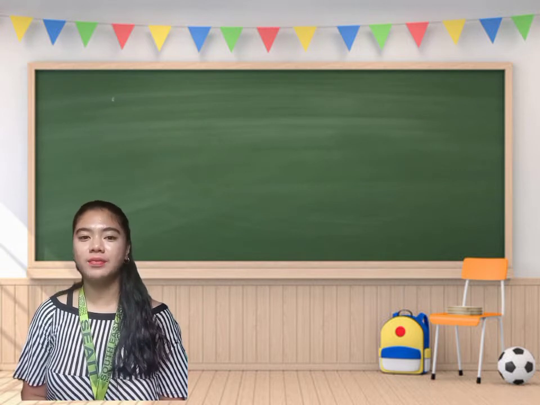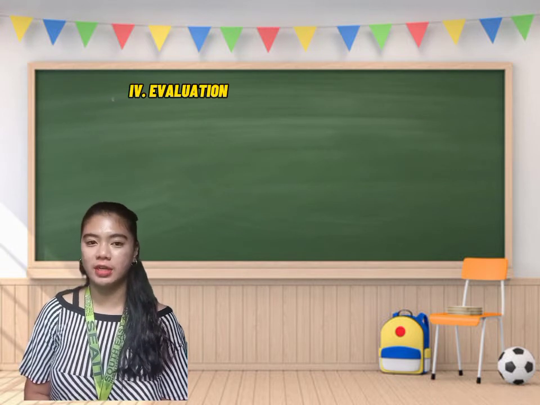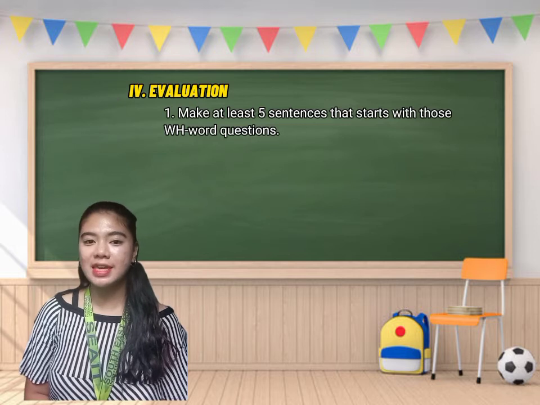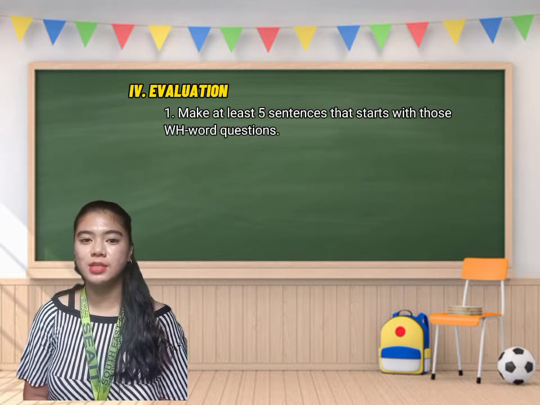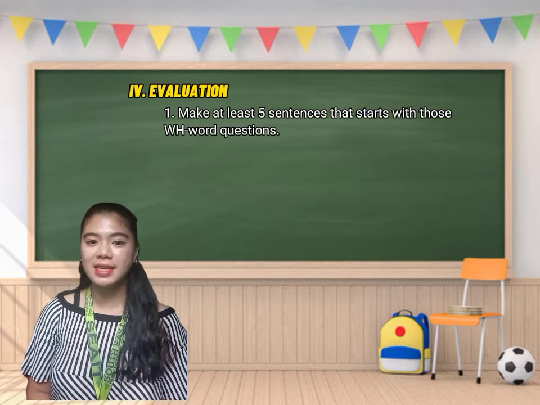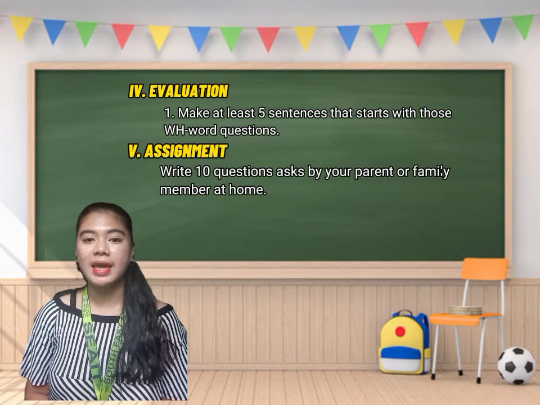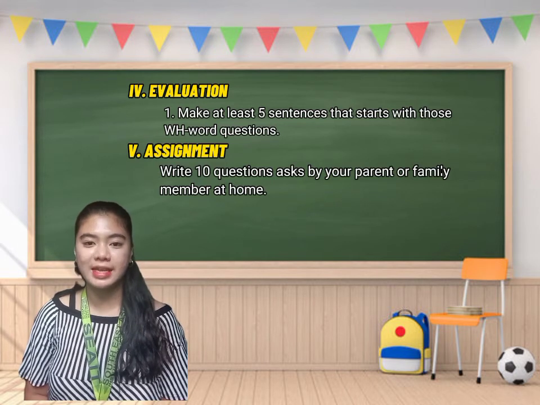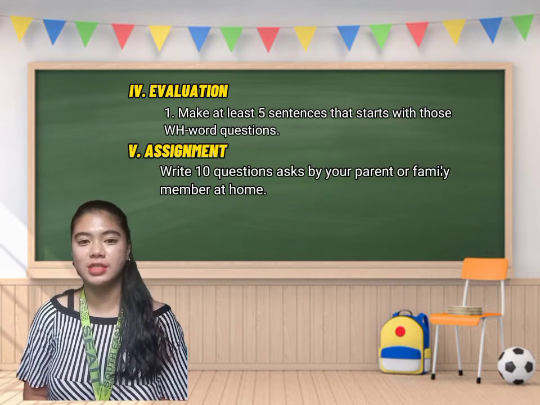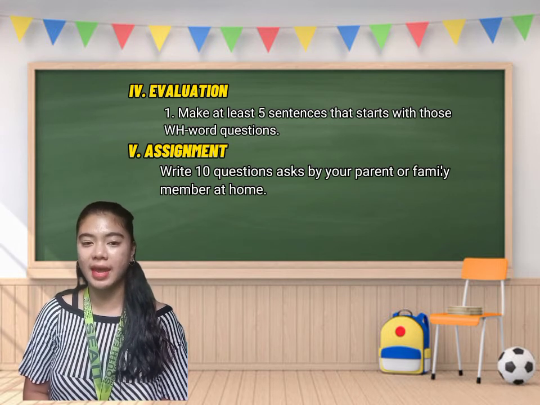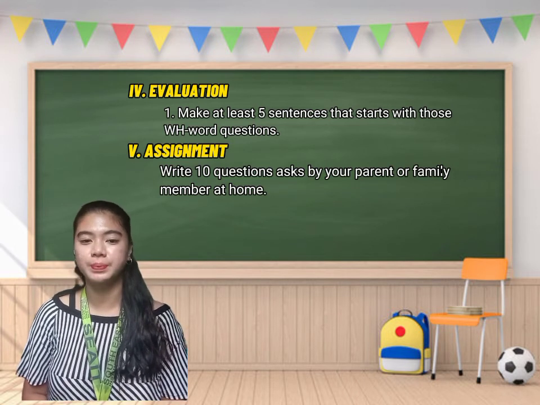The fourth part of the lesson plan is evaluation. Make at least 5 sentences that start with those WH word questions. This is asking my students to make sentences using those WH words in making questions. Lastly is the assignment. Since the teacher introduced this lesson well and students understood the lesson, the teacher will ask students to write 10 questions that are being asked by the parents or any family members at home.